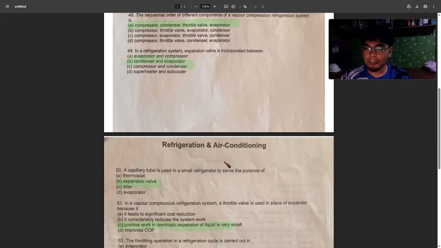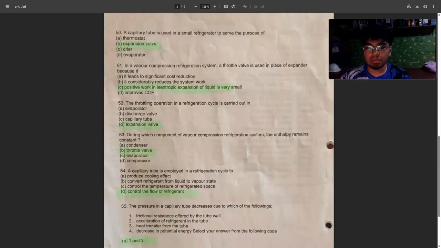Next, a capillary tube is used in a small refrigerator to serve the purpose of A. Thermostat, B. Expansion valve, C. Dryer, or D. Evaporator. So for number 50, the correct answer will be expansion valve.